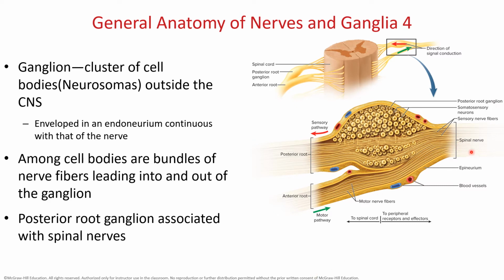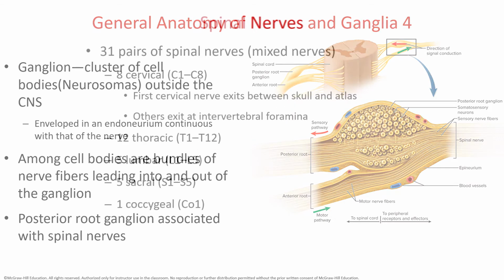So again, here is the spinal nerve. These are both backwards, so it can kind of make it confusing here. So posterior root ganglion here. So sensory information coming in the back, and motor information coming out the front. We can see that right there.